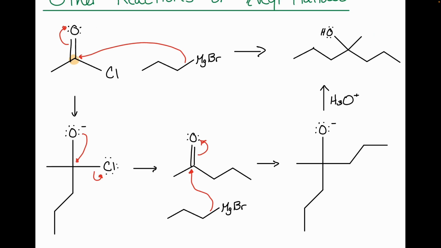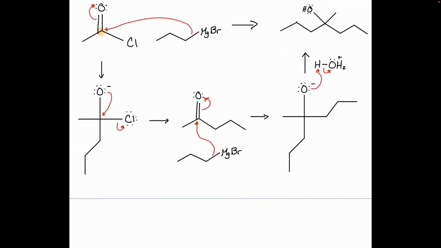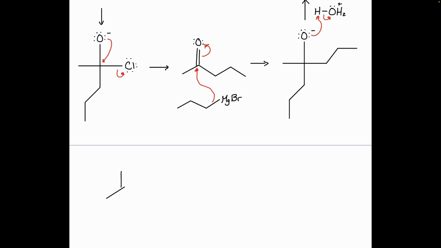All right, I guess if I'm going to be good and finish my mechanism here, let's do that last proton transfer step. And that gets me my alcohol product. All right, so if we want to summarize our reaction of an acyl chloride, or any acyl halide really, with our MgBr, we don't just have one alkyl group added, but 2 of those new R groups are put on.